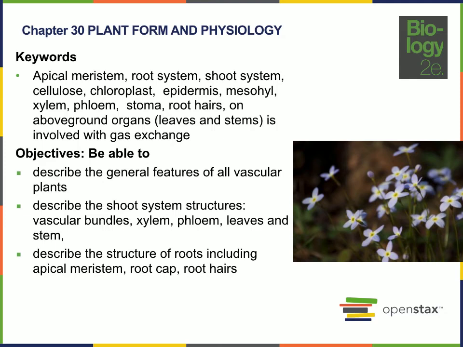All right, so we're going to talk about the structure part of plant form and function. So plant forms, we're going to describe general features, and we're mostly going to deal with vascular plants here. So we're going to describe the structures of the shoot system, which includes the vascular bundles with xylem and phloem, leaves, and the stem. And then we'll describe the structure of roots, including apical meristems, root caps, and root hairs.